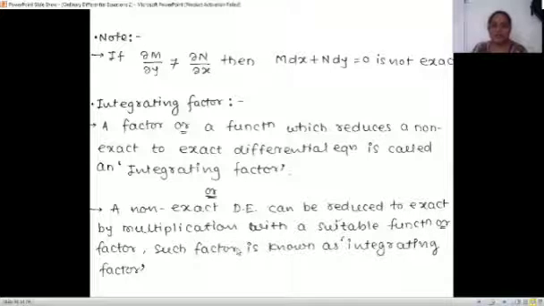Next is, if dou m by dou y is not equal to dou n by dou x, then we can say the equation is non-exact. If it is non-exact, we have to find the integrating factor, and after multiplying the given equation by the integrating factor, the equation becomes exact.